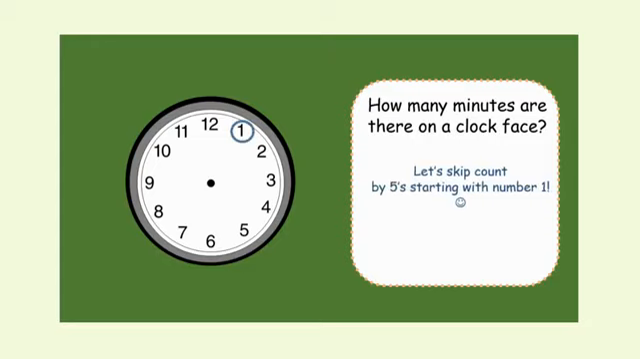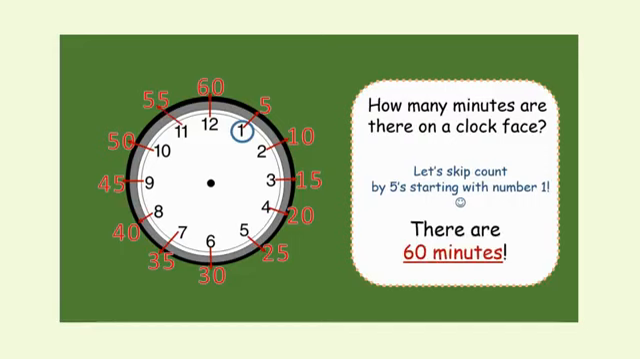How many minutes are there on a clock face? Let's keep count by 5, starting with number 1. 5, 10, 15, 20, 25, 30, 35, 40, 45, 50, 55, 60. So there are 60 minutes.